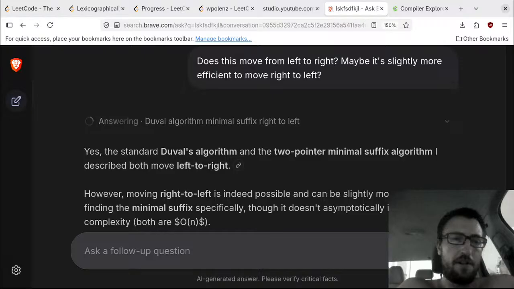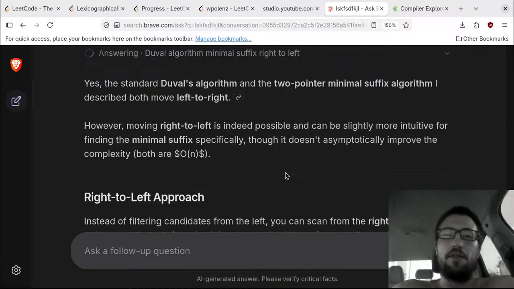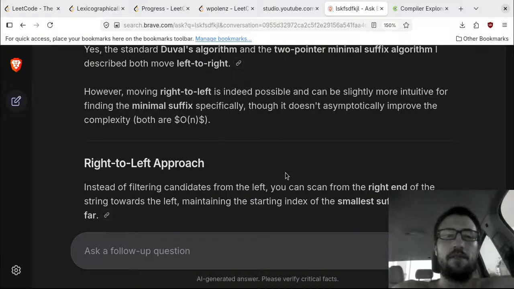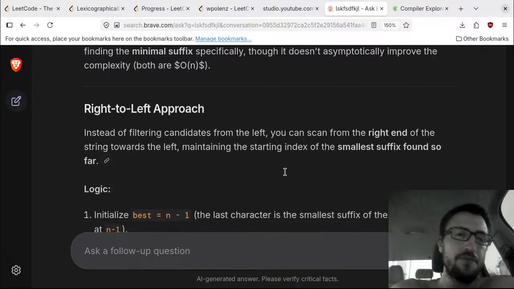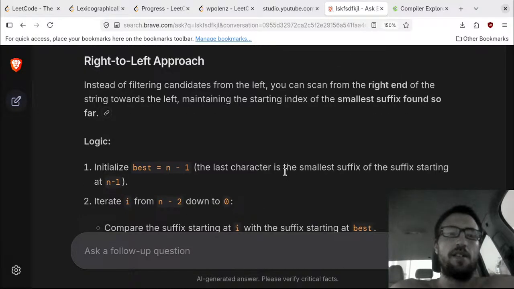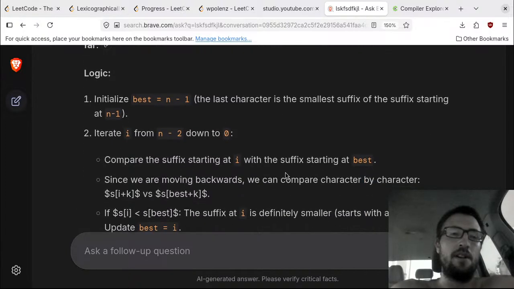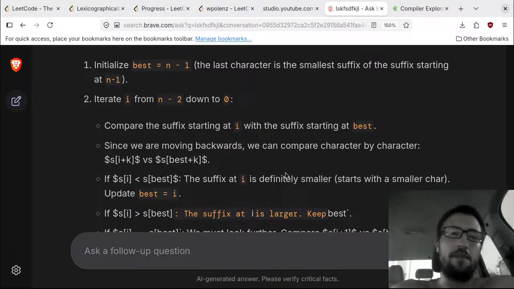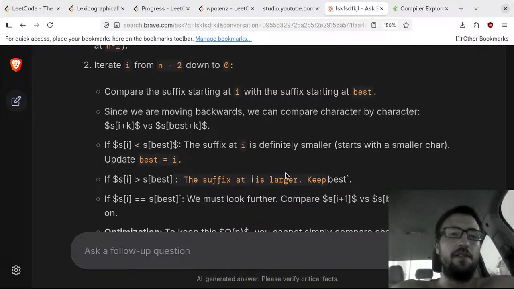Too much context now. Standard Duval's algorithm and the two-pointer minimal suffix algorithm I described both move left to right. However, moving right to left is indeed possible and can be slightly more intuitive for finding the minimal suffix specifically, though it doesn't asymptotically improve the complexity. Right to left approach: instead of filtering candidates from the left, you can scan from the right end of the string towards the left, maintaining the starting index of the smallest suffix found so far. Initial best equals n-1, the last character, is the smallest suffix starting at n-1. Iterate i from n-2 down to 0. Compare the suffix starting at i with the suffix starting at best. Since we're moving backwards, we can compare character by character, s[i plus k] versus s[best plus k].